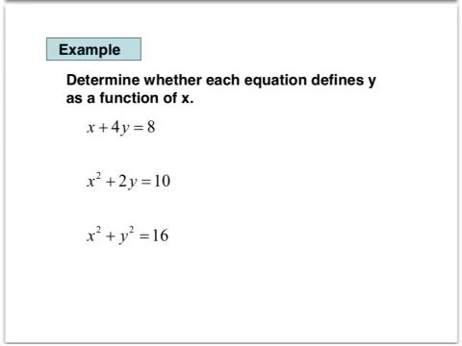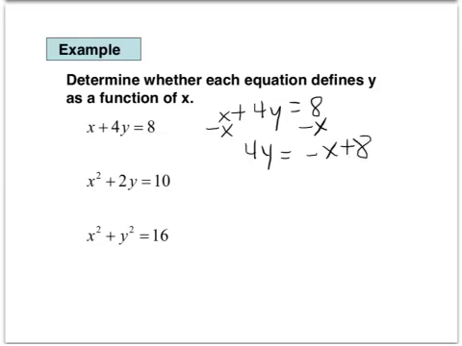So solve this first one for y. You have x plus 4y equals 8. So if we subtract x from both sides of the equation, you have 4y equals, and you can write this as negative x plus 8 or 8 minus x. It really doesn't matter. Now since we're solving for y, we want to divide both sides by 4 so that we get y equals, and we can rewrite this dividing each of these terms by 4.